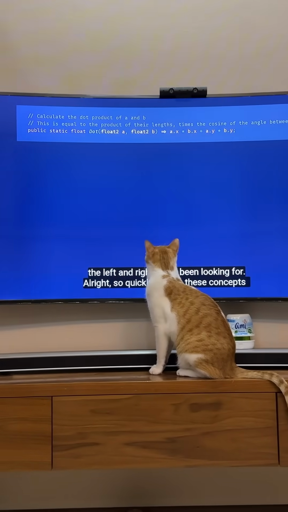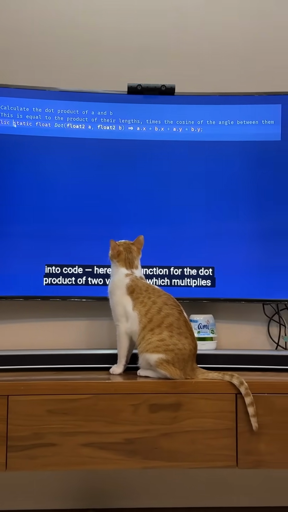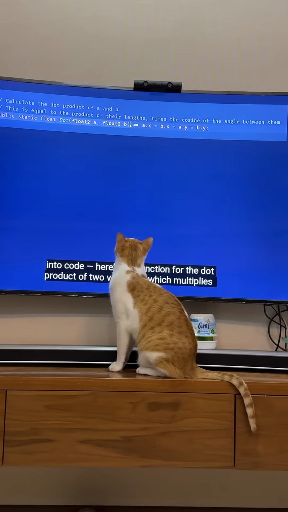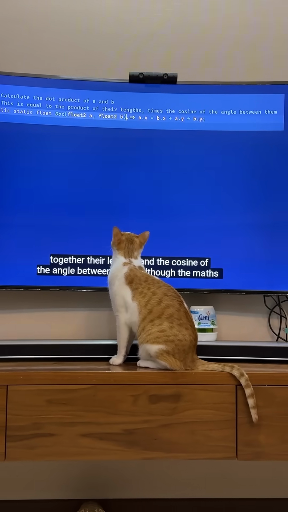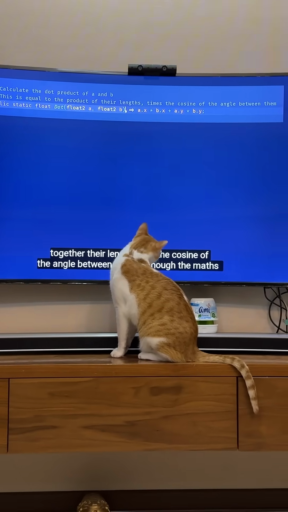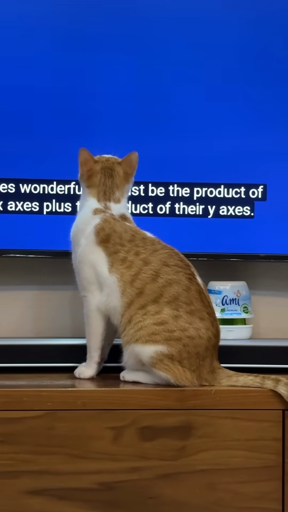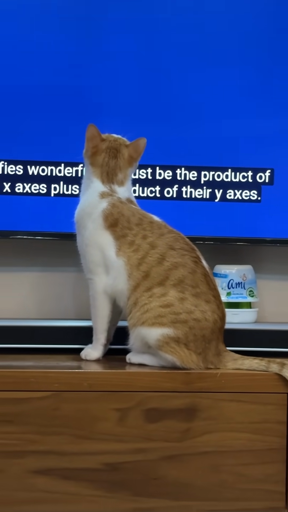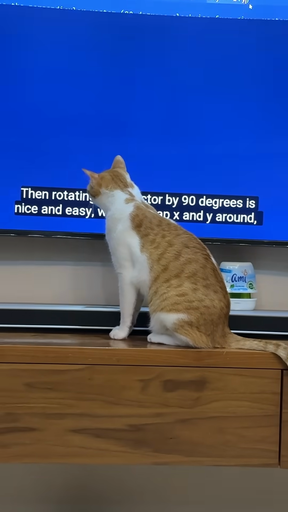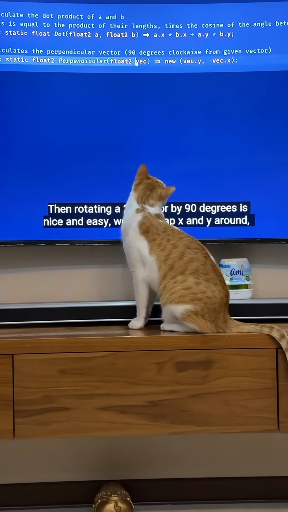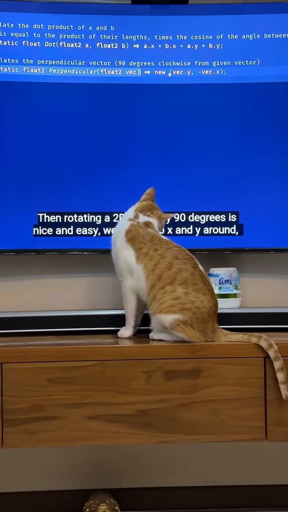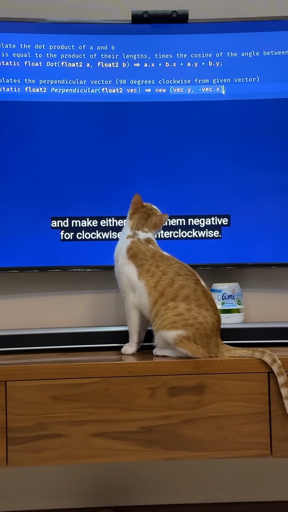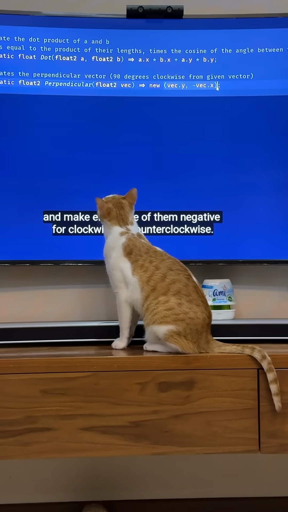Alright, so quickly turning these concepts into code, here's our function for the dot product of two vectors, which multiplies together their lengths and the cosine of the angle between them. Although the math simplifies wonderfully to just be the product of their x-axes plus the product of their y-axes. Then rotating a 2D vector by 90 degrees is nice and easy. We just swap x and y around and make either one of them negative, clockwise or counterclockwise.